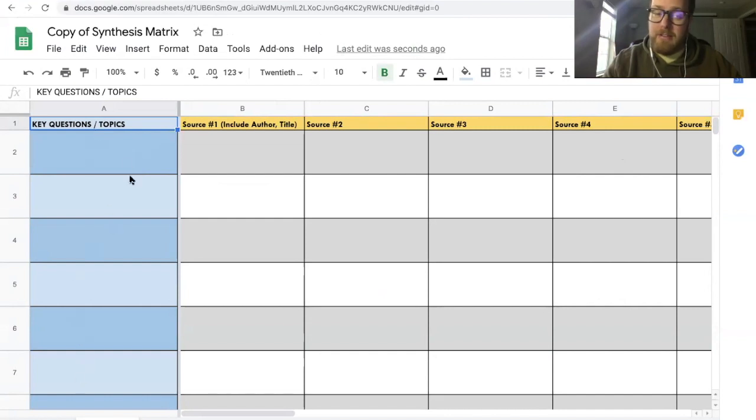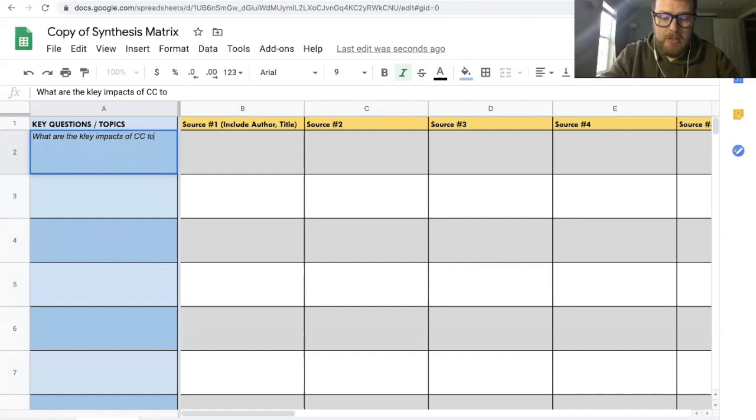Now, here's the cool part. I've included on the left here a place for you to put your key questions and topics. So these are some of those subtopics. So if in your background you've noticed you're writing about climate change, and you've noticed that one of the key topics of climate change is the impacts to the economy, right? I could write that as a topic, or I could even write that as a question. So what are the key impacts of climate change to the global economy, right?